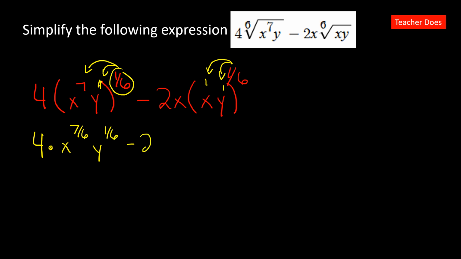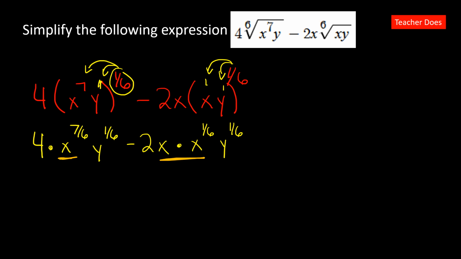minus 2 times x, right? These aren't affected because they're not inside the parentheses here. And then times x to the 1/6, and then y to the 1/6. And you're probably looking at these as like, well, I can't do anything else. I can't add or subtract these because I have these extra x's. And the problem here, and what I want to make sure that we identify, is what's happening here and here. There's two ways of approaching this.